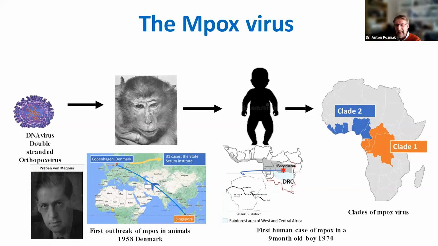Well, after that, we then saw the first case in 1970, that's 12 years later, in the Congo in a 9-month-old boy. And since then, monkeypox has really been endemic to Central, West and Western Africa in two various clades, clade 2 and clade 1, and I'll discuss that a little bit later on.